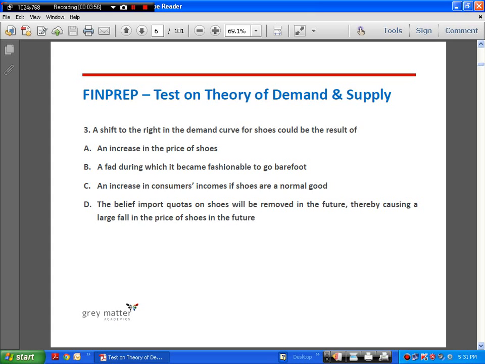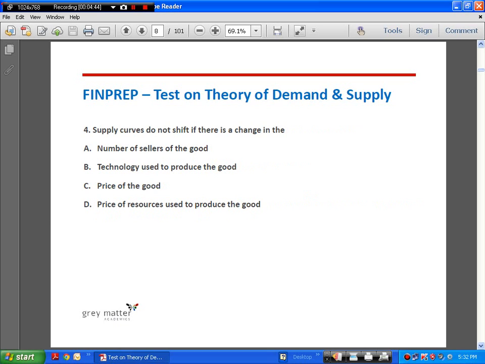The increase in price of shoes would not shift the demand curve, and if it is fashionable to go barefoot, the demand would actually decrease. And with the belief that quotas will be removed in the future and therefore the price of shoes will fall, people will postpone their consumption, therefore current demand would fall and the demand curve will shift inward. So the right answer is an increase in consumers' income if shoes are a normal good. So with an increase in consumers' income, the consumer will buy more of the same good even if the price remains the same.